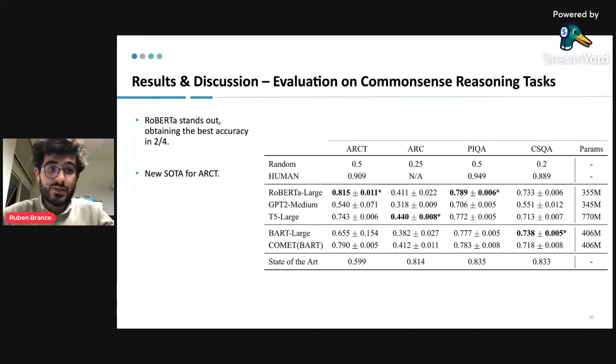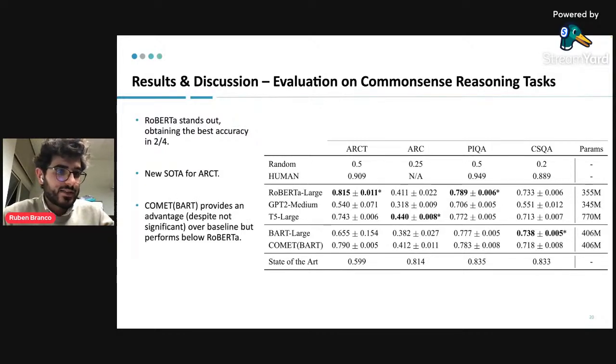A new state-of-the-art is reached for the argument reasoning comprehension task, although this was not the goal, because we are just looking to actually try to understand what the model is doing. We did not mean to obtain the state-of-the-art. And Comet-Bart, which is the neurosymbolic model, provides an advantage over the baseline, which is Bart large, even though it is not statistically significant, but performs below Roberta. So Roberta, even without having these refined priors using the common sense knowledge graph, is actually able to perform better than Comet-Bart.